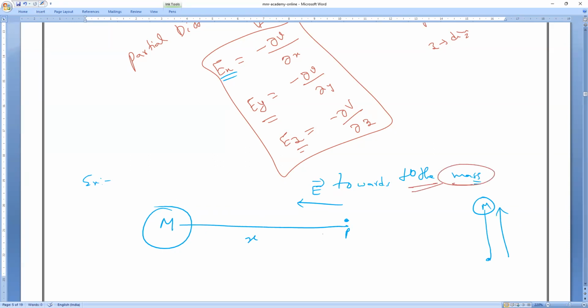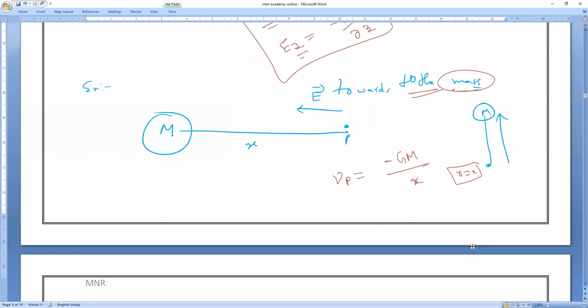Now let me consider the potential VP of this point. Anybody can tell me? Speak loudly, everybody. VP of this point is equal to minus GM by R, which means x. Am I right or wrong? R is equal to x. Am I right, guys? Please respond. Yes, sir.